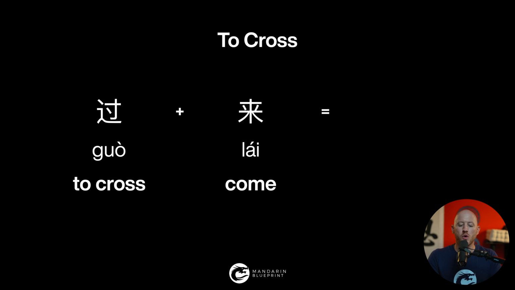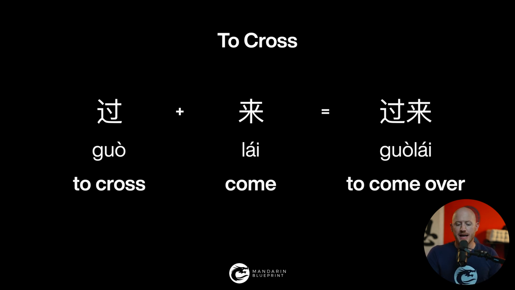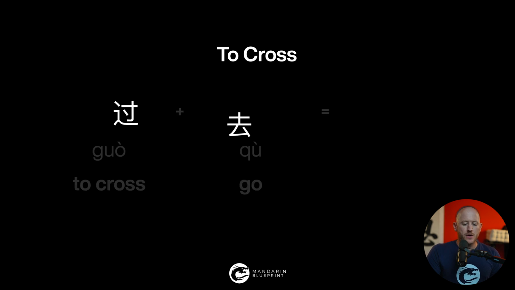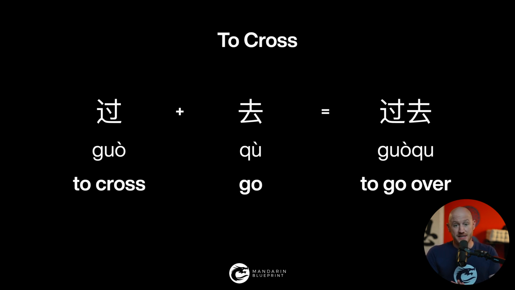How about this one? 过来. So to cross, come, well, this means to come over. And the opposite would be 过去. And in this case, the 去 is 5th tone because 过去 with 4th tone actually means the past in general, but 过去 means to go over. And listen, I'll cover more about how directional complements work when I do a presentation on 来 and 去.